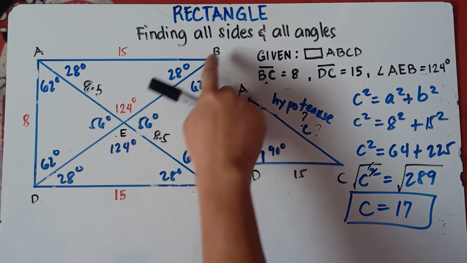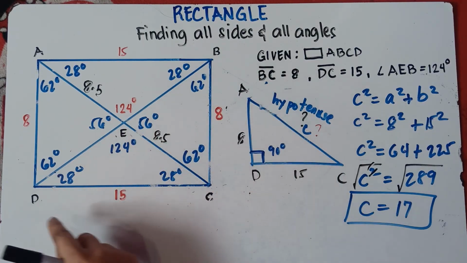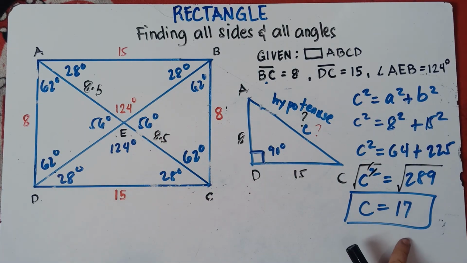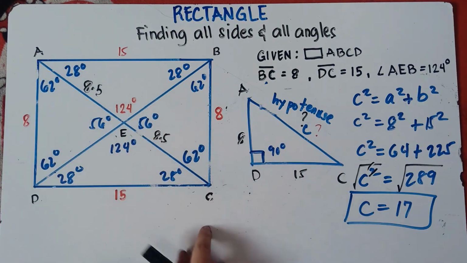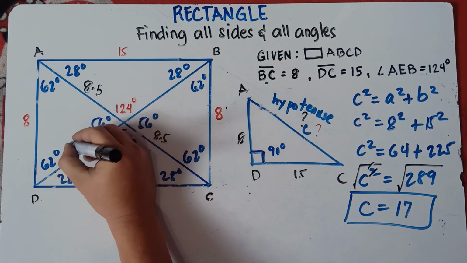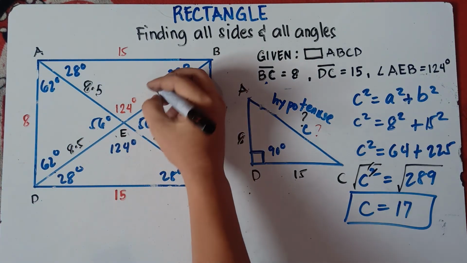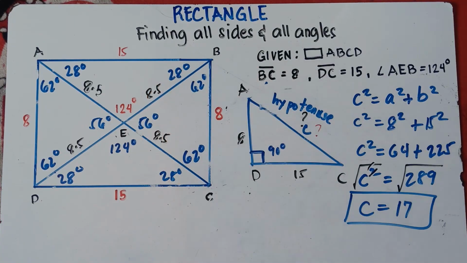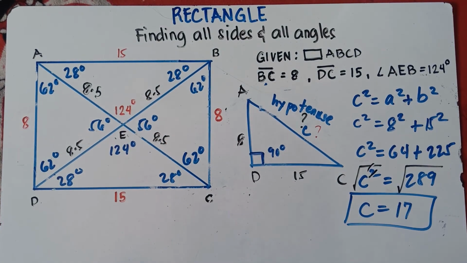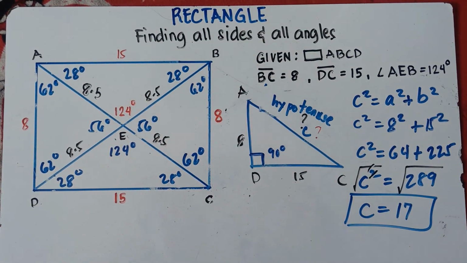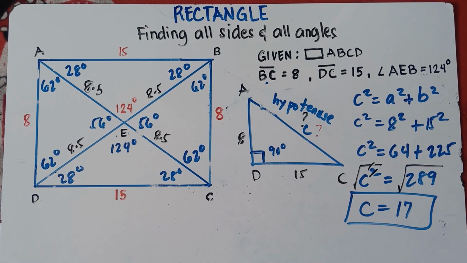Question, what would be the value of BD? That's correct. It should also be 17. Because the diagonals are congruent. So therefore, DE is 8.5. And BE is also 8.5. Half of 17, class, that is 8.5. That's it, class. All set. Finding all sides and all angles.